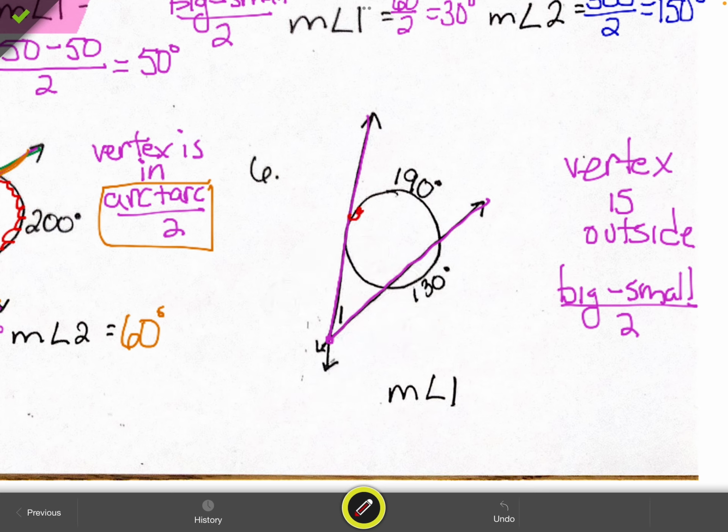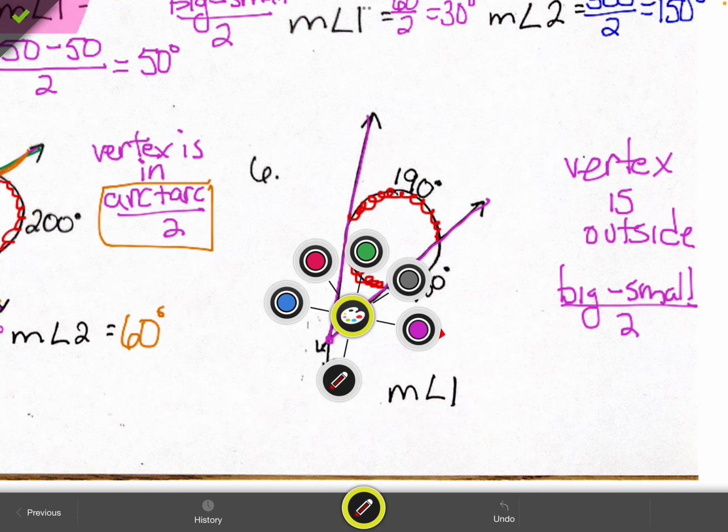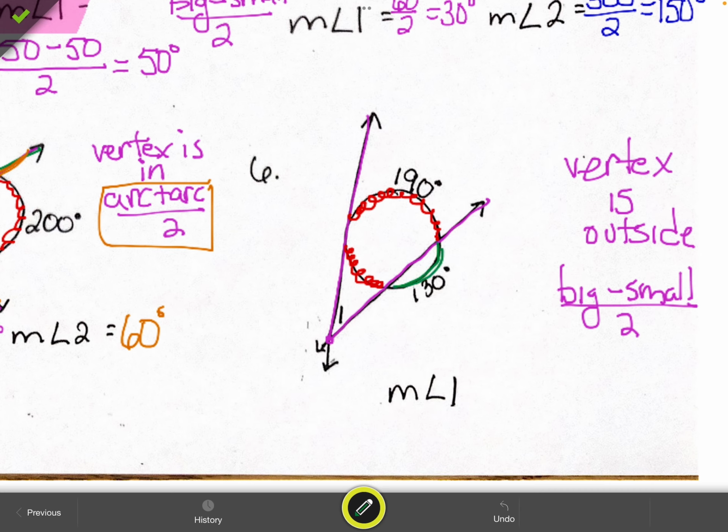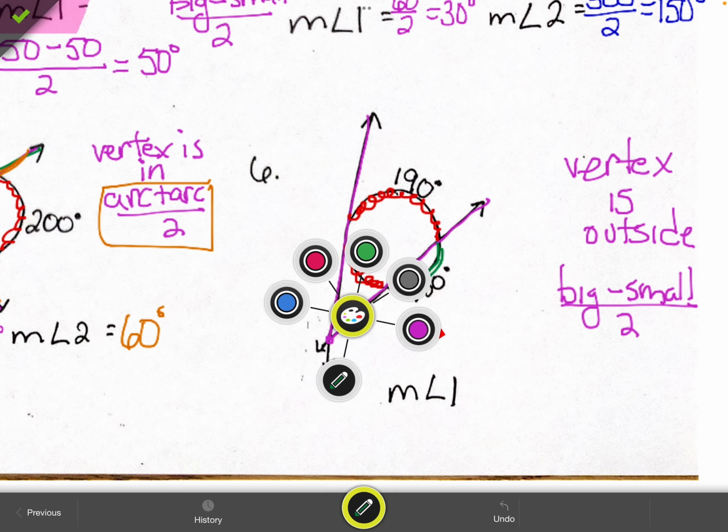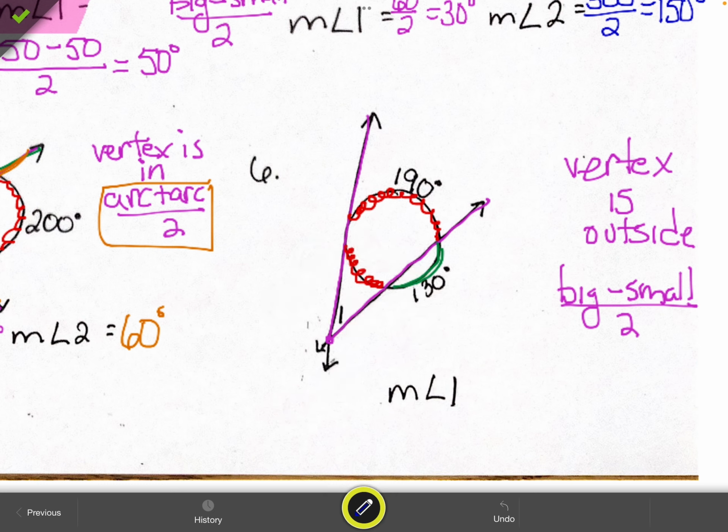You have to pay attention. I look and go, okay, there's my big arc. There's my big intercepted arc. The other arc I want to use for small, it has to be the intercepted, is this one. It is not the 130. Okay, the 130 degrees is just how much of the circle is right here, and that is not the arc I need. Okay, it has to be the intercepted arc. So we're going to have to figure out what that missing little piece actually is before, what this piece is right here, before we can even use our formula.